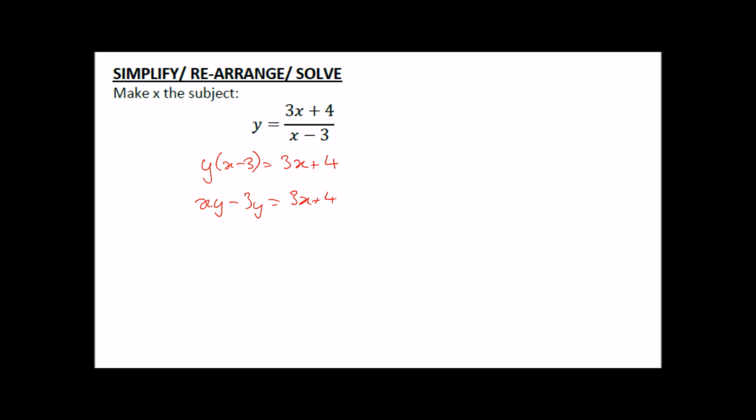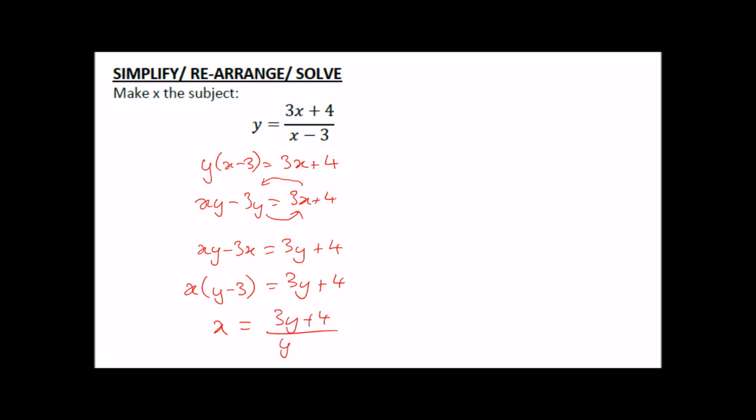And I'm going to get all the x on the same side, so I'm going to take this 3x on this side, I'm going to take the minus 3y on this side, and I get xy minus 3x equals plus 3y plus 4. Now this is where the trick comes in. I could factorise this left hand side and get x out of it. So I could factorise that to be that. And now I've only got one x that I need. And x is being multiplied by y minus 3. So to get x on its own, I'm going to divide by y minus 3. And that's rearranged for x.